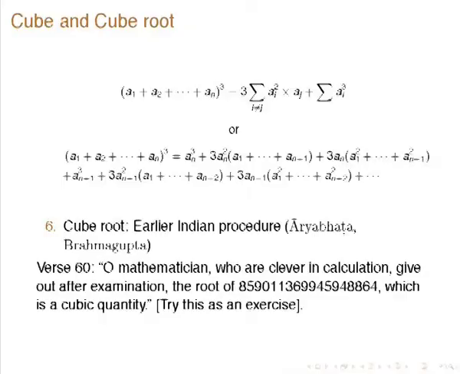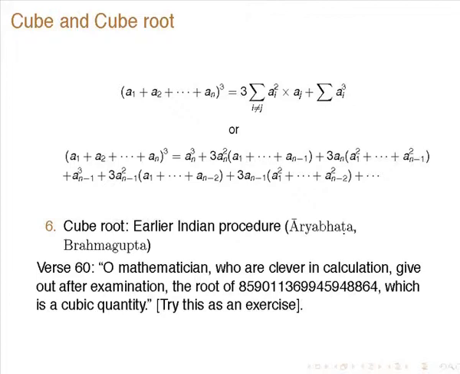Similarly he talks about cube, in various ways essentially based on the same principle as for the square, but with one more term, you got 3. So, you will get the various terms like this, all these things he will explain. And cube root, I do not want to talk about it, it has already been talked about enough. It is the same as the earlier Indian procedure by Aryabhatta and Brahmagupta. But I think you should try this example. O mathematician, you are clever in calculation, give out after examination the root of 85901136994594884, which is the cubic quantity. He has already given that it is a cubic quantity.